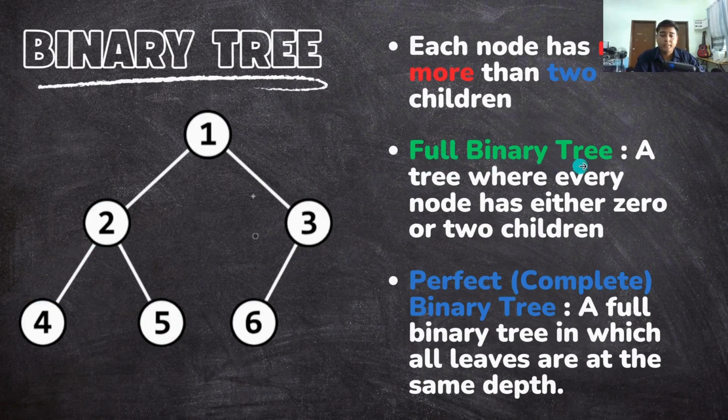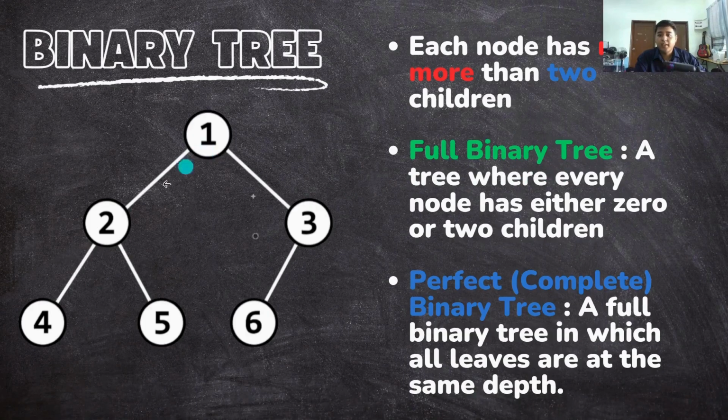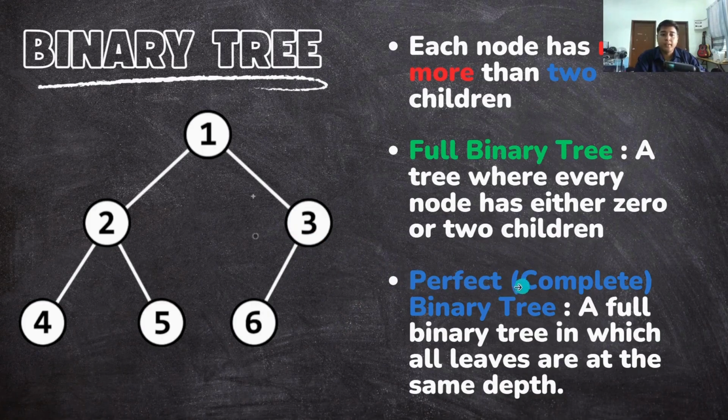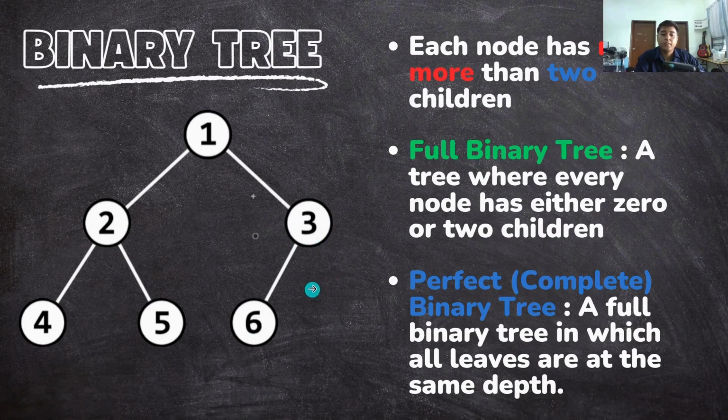So what is a full binary tree? A tree where every node has either 0 or 2 children. So as we can see here, if 4, 5 and 6 don't exist here, then 1, 2, 3 is a full binary tree. And if 1, 2, 3, 4, 5, 6 and also 7 are here, it is also a full binary tree. So what is a perfect binary tree? A perfect binary tree is a full binary tree in which all leaves are at the same depth. It means the left subtree and the right subtree have the same depth. So it is called a perfect binary tree.